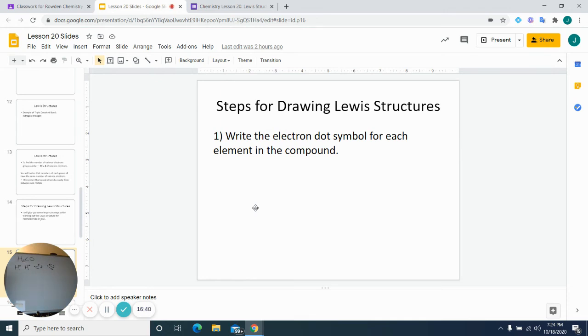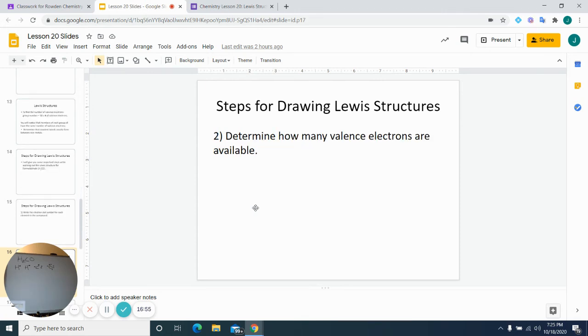We're getting to where chemistry is really building on itself. Notice electron dot symbols were a very simple lesson from a week ago. Now they're a building block of what we're doing. So if you're falling behind and you don't know how to do an electron dot symbol, please email me. We need to get you caught up.